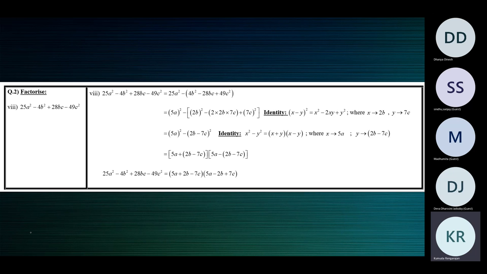So that's the first step. Then 4b squared can be written as 2b the whole square. 49c squared can be written as 7c the whole square. So the middle term is 2 into 2b into 7c. And when you find this product, it gives us 28bc, which is the middle term here.